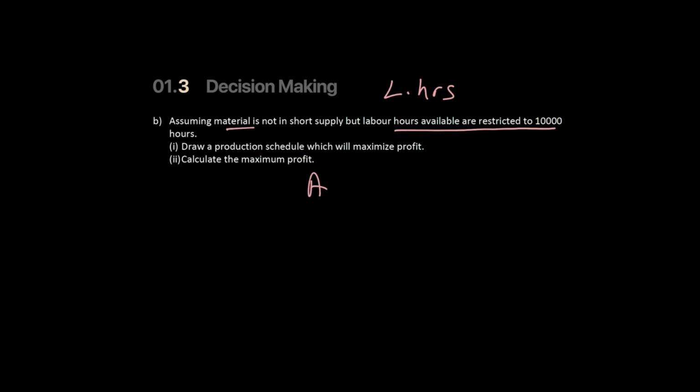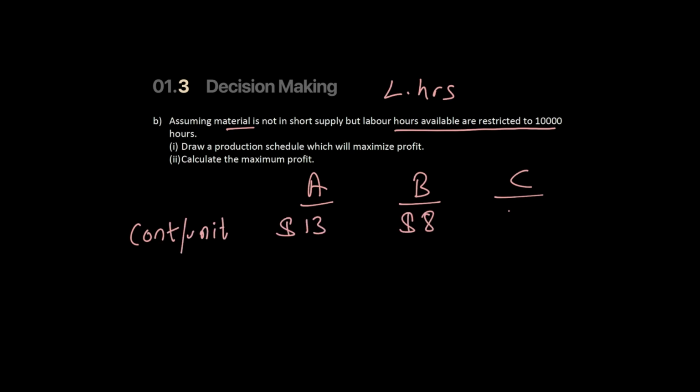What we'll do is write product A, B, and C again. Contribution per unit remains the same, which was 13, 8, and 13. What will change is your limiting factor. So instead of kg per unit, I'll now write labor hour per unit, and based on that, I will calculate contribution per labor hour. This will allow me to rank my product. So let's go back to the original question and figure out how many labor hours per unit each product is consuming.